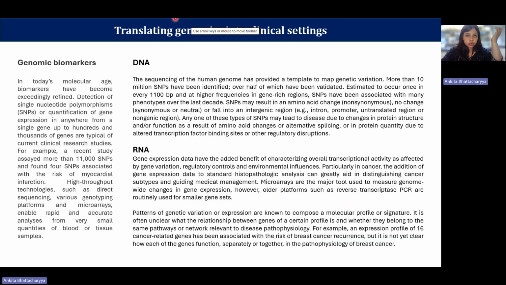So gene expression data or transcriptome sequencing data has also given us an idea about the overall transcriptional activity as affected by variation, by regulatory controls, by environmental influences, all of these. Especially in the context of cancer, the addition of gene expression data to histopathological analysis, which is what is traditionally followed, adds so much weightage to the data that you're seeing. It's giving you a more comprehensive view.